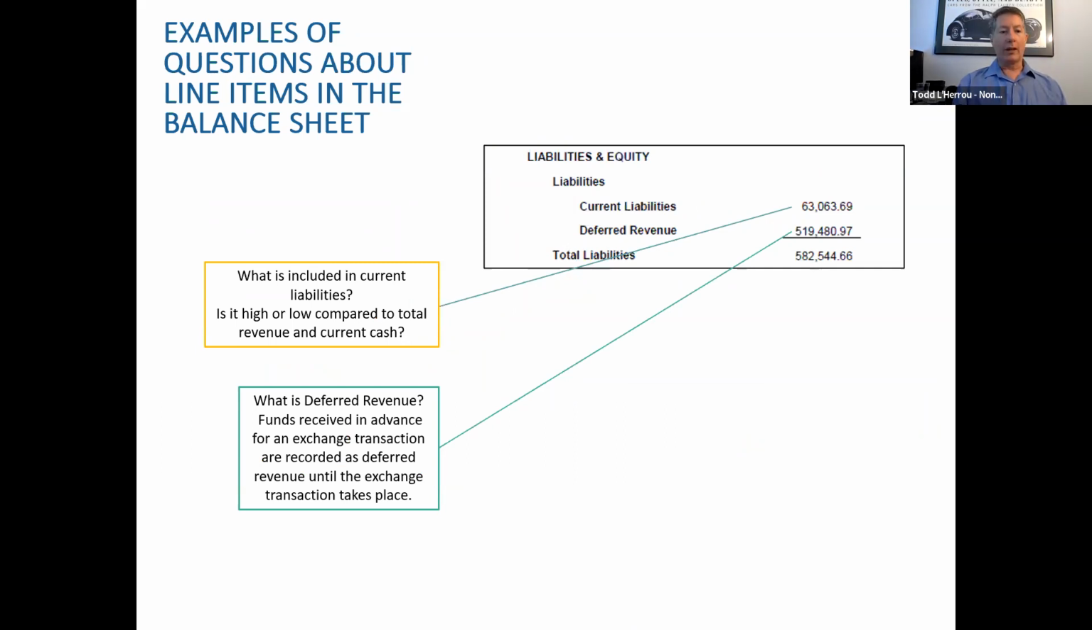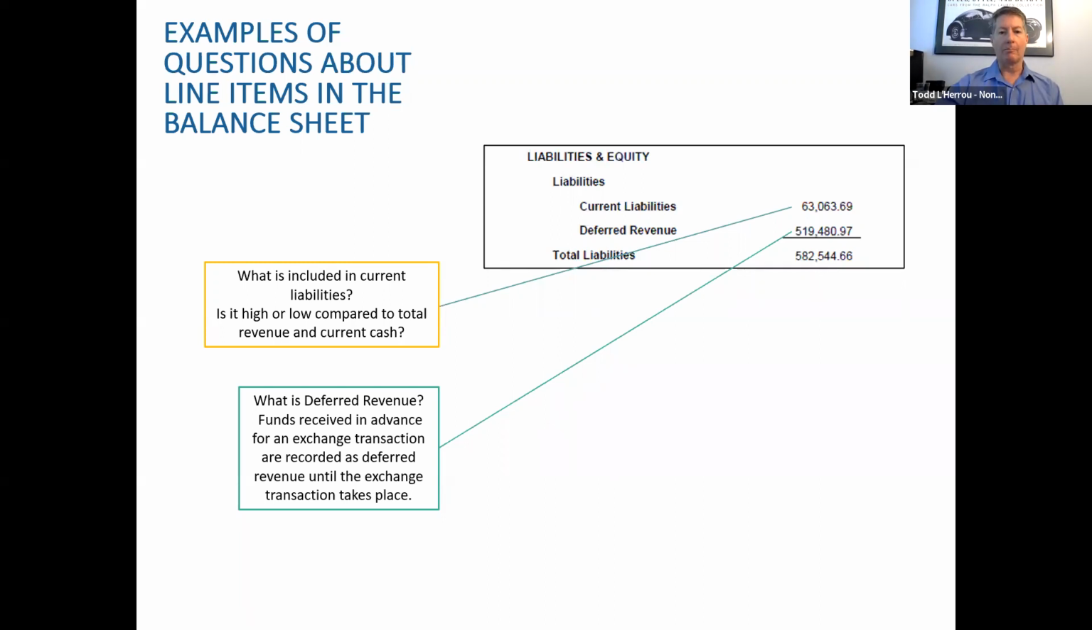What should be included in current liabilities? So I mentioned already, if it was your personal liabilities, it might be your car payments for the rest of the year and your mortgage payments for the rest of the year. The same thing is true for a nonprofit organization. So typically in the current liabilities, you would see the sum of any mortgage payments or any rent that is due over the course of the current year that the organization is in.